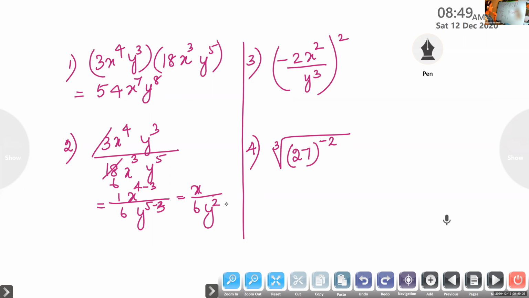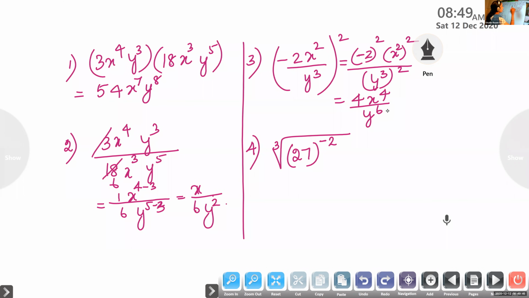What about the next one? Minus 2x square the whole square. So it is square for each number, isn't it? Minus 2 square, x square the square by y cube the square. So that is 4 x raised to 4 by y raised to 6. Power to power means multiply the powers. Power to power, so multiply the powers.